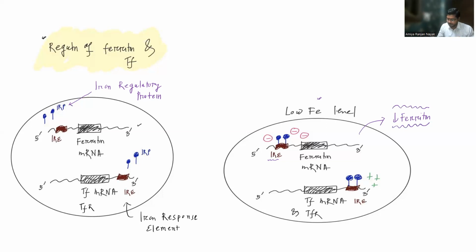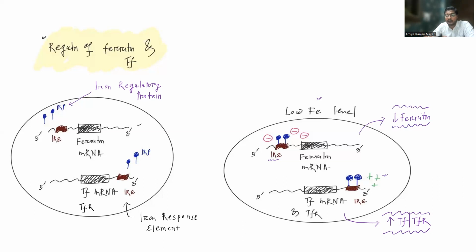But if the IRPs bind to IRE of transferrin mRNA, they will cause an increase in the translation of the transferrin mRNA. That means there will be increased production of transferrin and the transferrin receptors. So this concept is clear. I will tell you why this is happening, but as of now, understand that this is the cellular regulation of ferritin and transferrin whenever the iron level in the body is low.